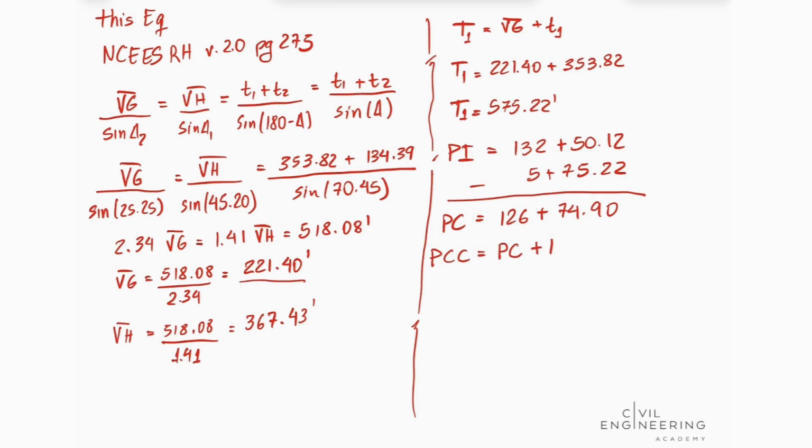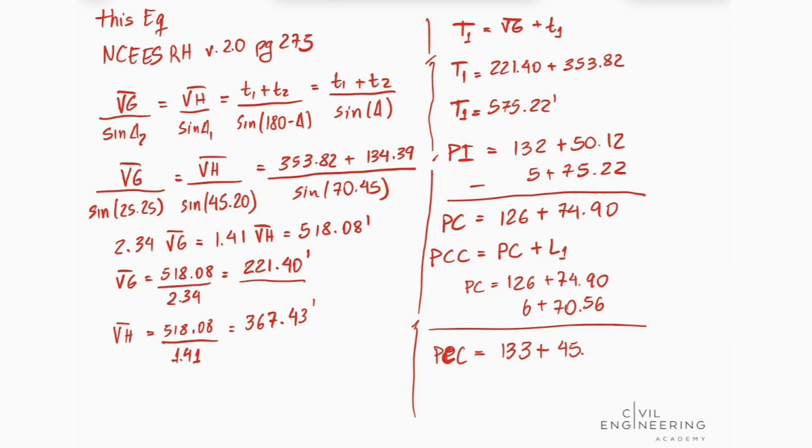And if we want to find the PCC, the PCC is going to be equal to the PC plus L1. So we're going to add to the PC, which is 126 plus 74.90, our L1. That's 6 plus 70.56, and we're going to find out our PCC value, which will be 133 plus 45.46.